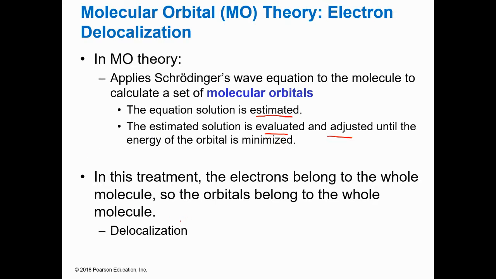So with this treatment, the electrons belong to the whole molecule. So the orbitals belong to the whole molecule. We call this delocalization. And what that means is no one electron is independently on its own to an element. Everything is all together. Kind of like when we were drawing the Lewis structures and we first counted up all the possible valence electrons that were present, right? You throw everything into one pot and everybody gets a part of it. Okay?